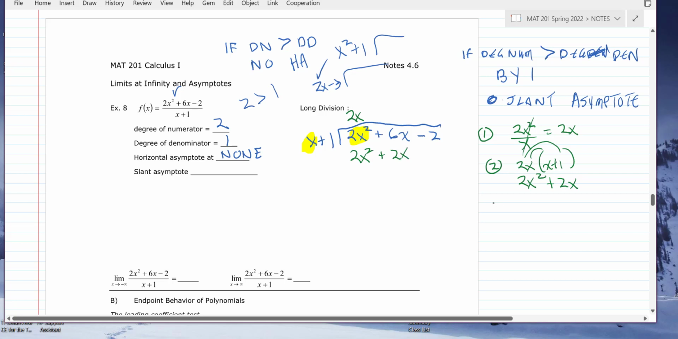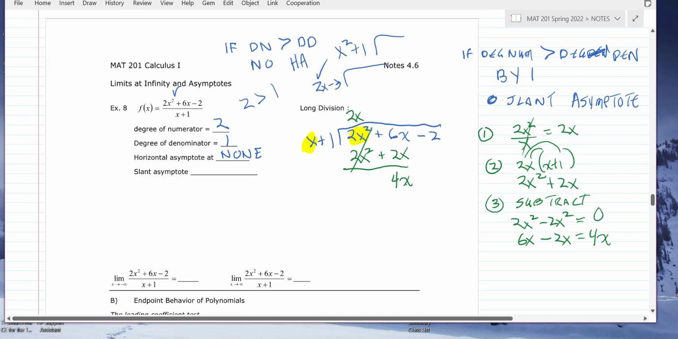Okay? Step 3, you're going to subtract. All right? And you can do this in your head usually. So what are you doing? You're doing 2x squared, subtract 2x squared, so that's nothing. That one you can think of as just canceling out. Then you also do 6x subtract 2x, which is 4x.